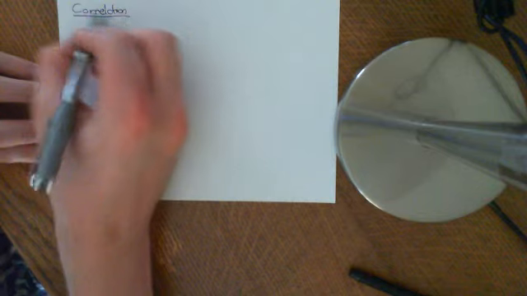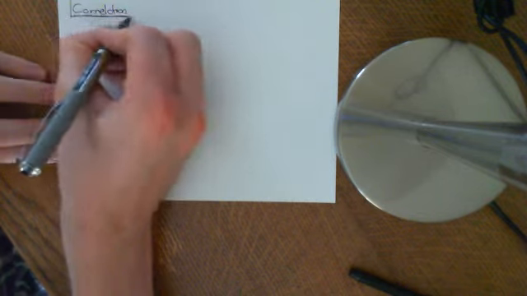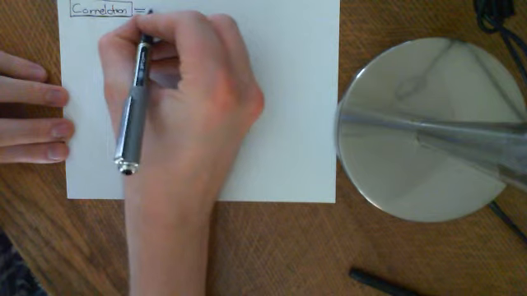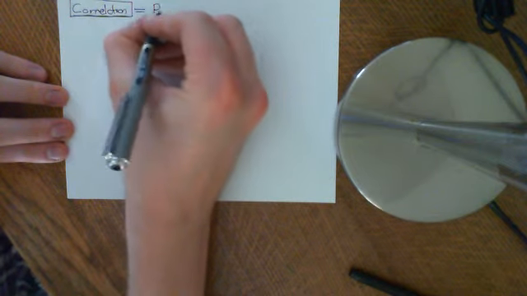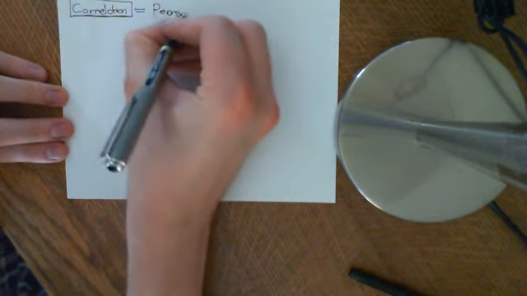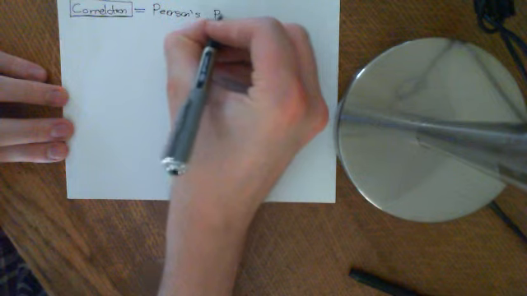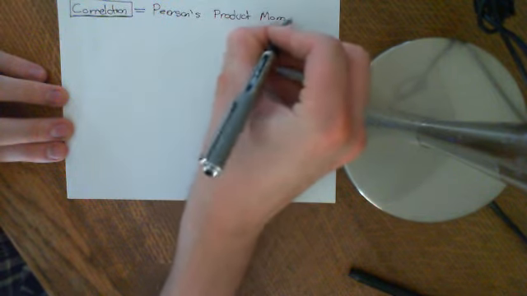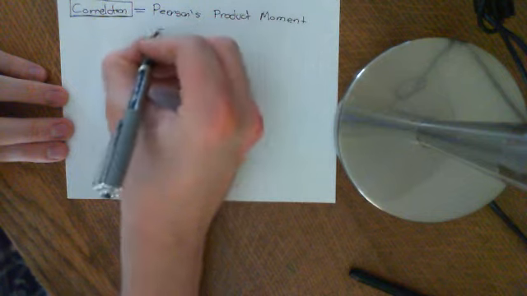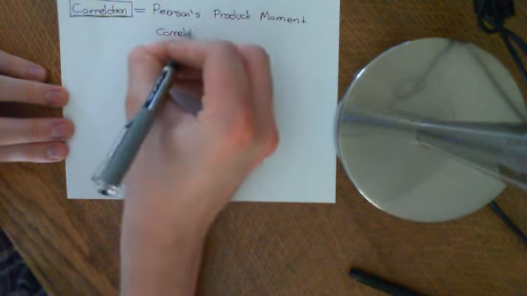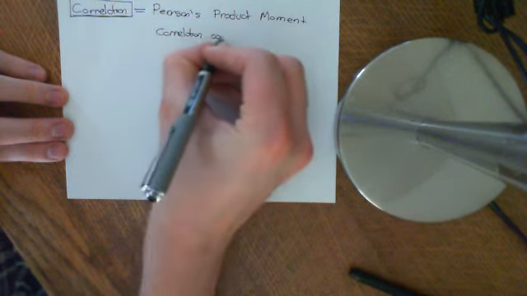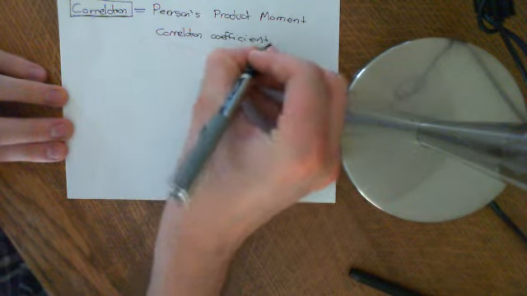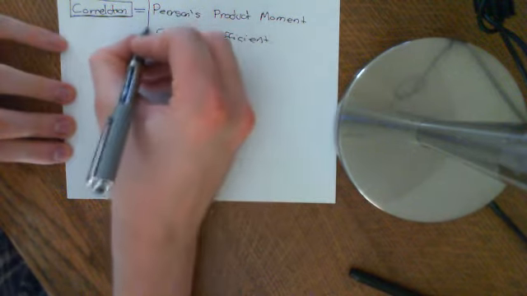I was taught this at A level. I think most people are taught it. It's got a great big long fancy name. It's called, oh goodness, Pearson's product moment correlation coefficient. I'm sure there's some absolutely brilliant reason that it's called that. Correlation coefficient makes good sense. Pearson's, it probably was discovered by someone called Pearson. Product moment, I don't know where that comes from.